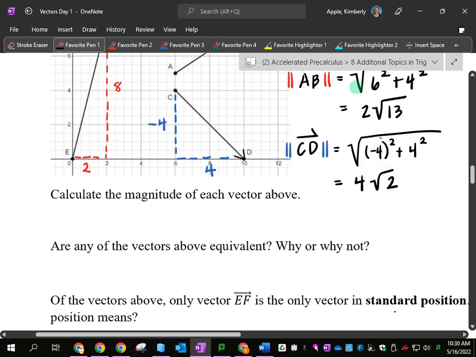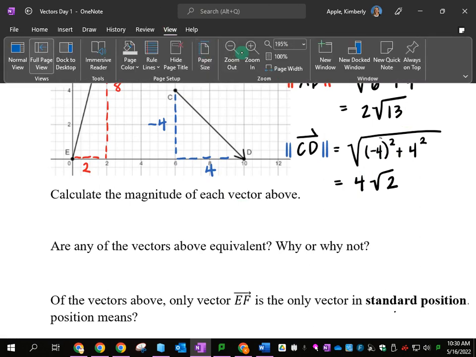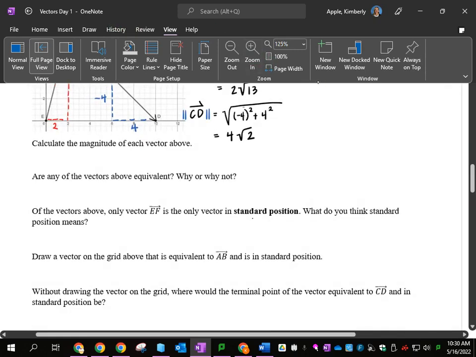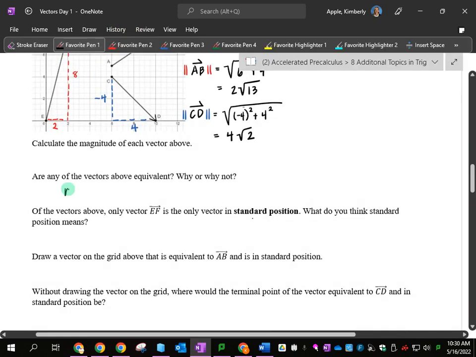All right, so are any of these vectors in the diagram equivalent? No, why not? They don't have the same magnitude. Right, they are not of the same magnitude. So no, they have different magnitudes. They also have different directions, but them having different magnitudes is sufficient for them no longer to be equivalent.